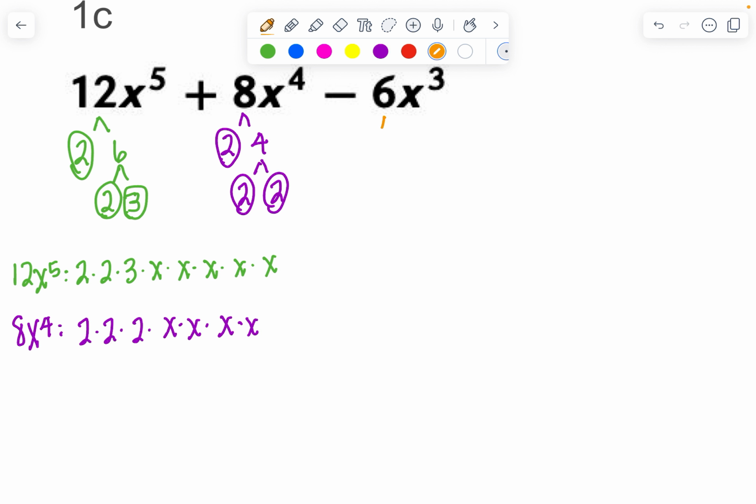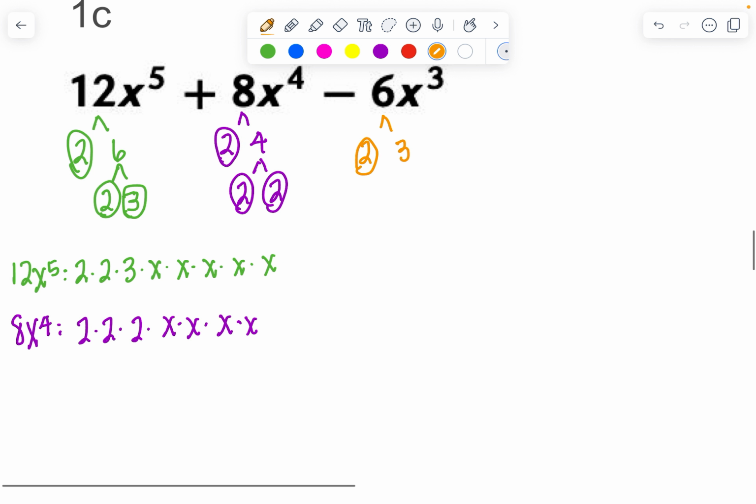And then finally, 6x to the 3rd. 6 is 2 times 3. Those are both prime. So 6x to the 3rd is 2 times 3, and then we have 3 x's.